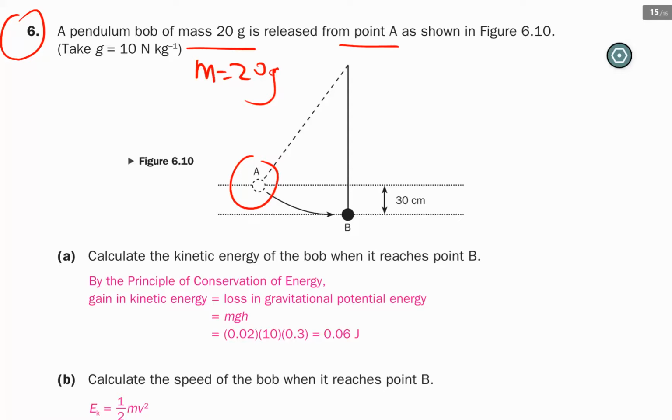Okay, so 20 grams and start from point A. Okay, so this is your starting point. So you can label a diagram. Okay, part A. Calculate the KE of the bulb when it reaches B.